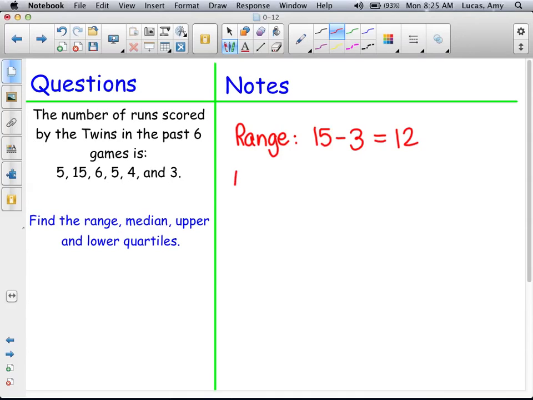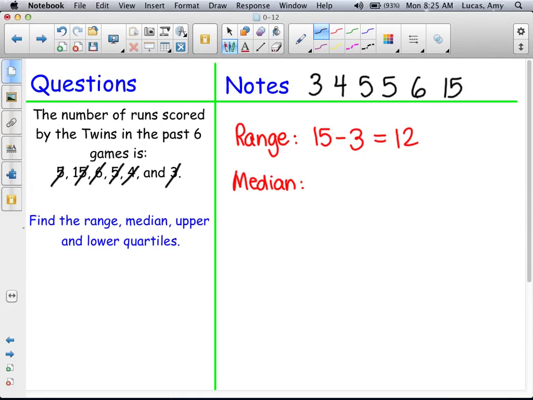To find the median, we need to have our numbers in order. So I'm going to write our numbers in order now, starting with smallest. So 3, 4, 5, 5, 6, and then 15.